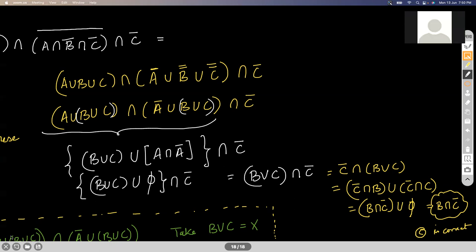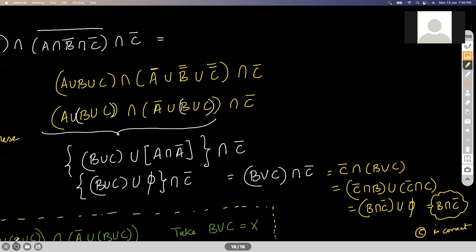Distributive law in the third last step, right? Yes. So I used the distributive law here. From here to here, distributive law. And this is your complementation law. That's how I got a null set here. And union with a null set is going to be the same set. That's your identity law.